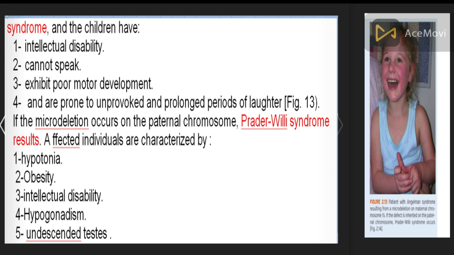Affected individuals are characterized by: 1. Hypotonia. 2. Obesity. 3.